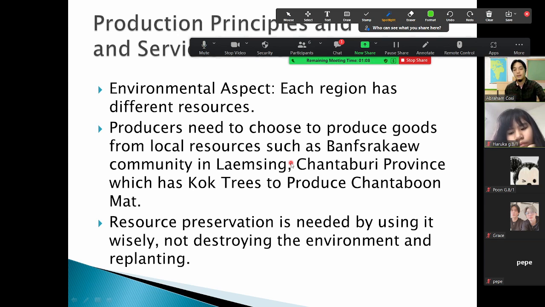Next, resource preservation is needed, by using resources wisely and not destroying them, and of course we should replant. We shouldn't be destroying our local resources because these are the things we live with. This is the source of our income.